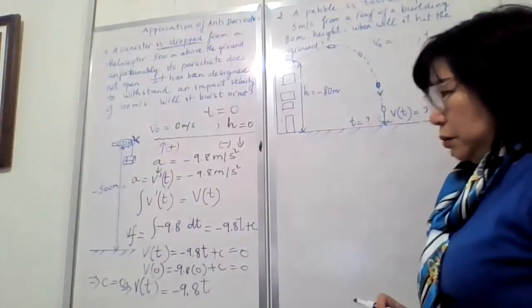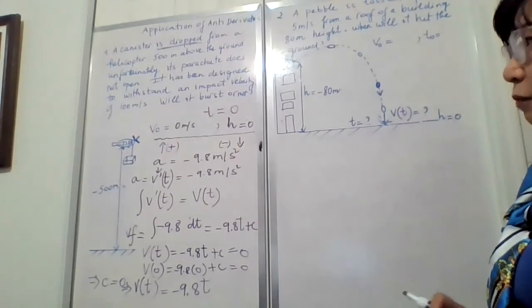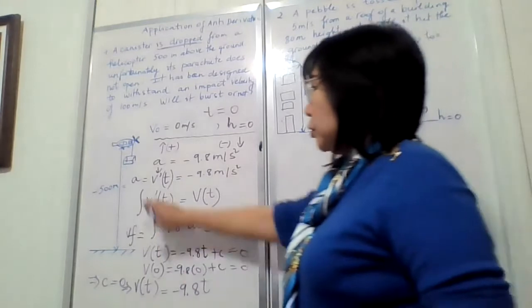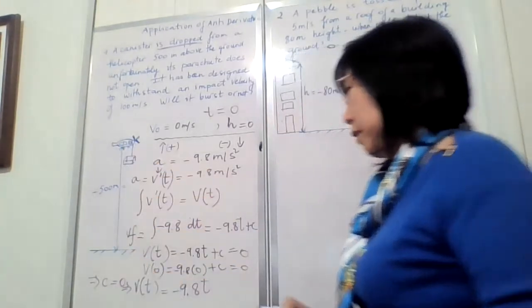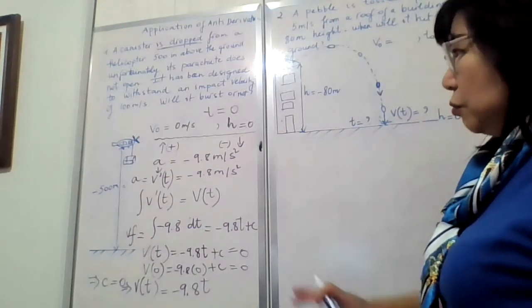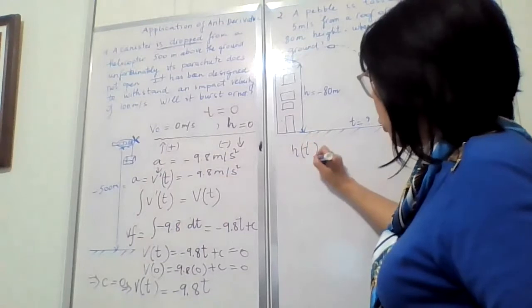So what else can we do? What other information do we have? We know that the height from here to here is minus 500 meters. So we're talking about the height. We want to find out what the height function is.